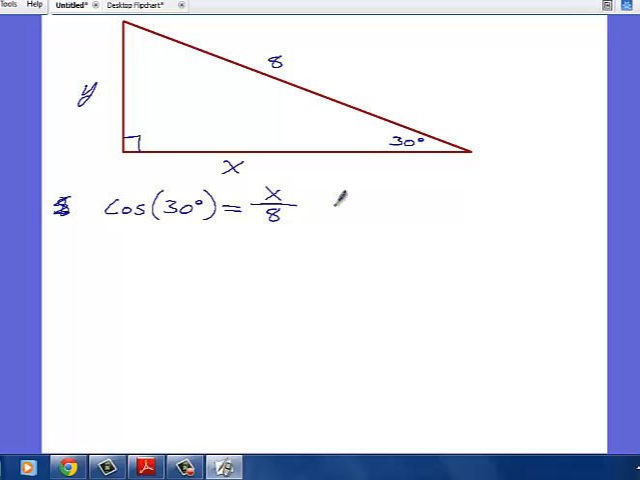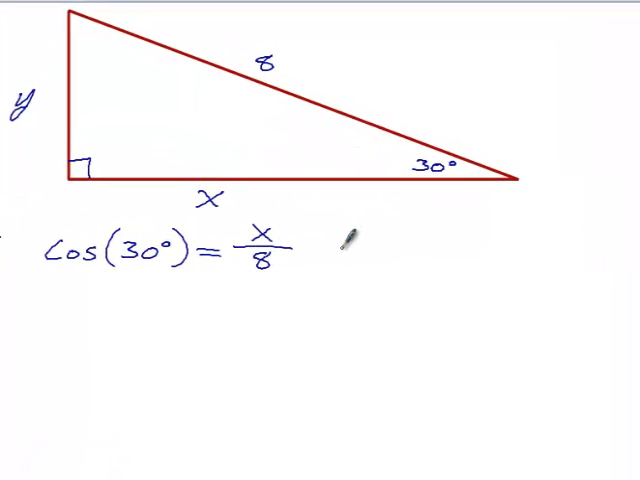Everybody okay with that? Okay, so now how would I solve for x? What would you do to get x by itself? Multiply by 8. So you get 8 times the cosine of 30 degrees equals x, because these cancel. Now, when you're using your calculator, you have to make sure you're in the right mode. We have 2 different modes for angles, so it depends on what we're measuring in. I am measured in degrees. So when you hit mode, you need to make sure you're in degree mode.